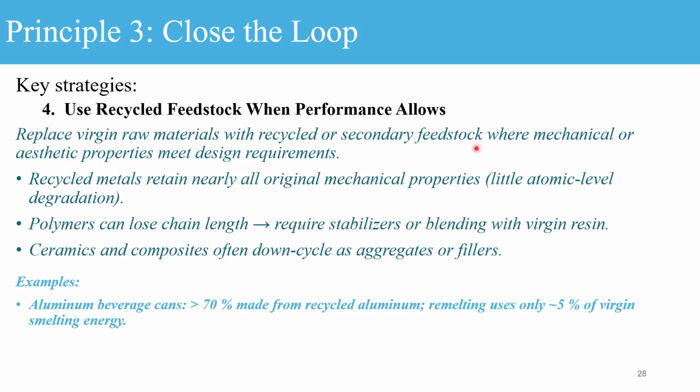Some examples of using recycled feedstock: aluminum beverage cans. More than 70% is made from recycled aluminum, and remelting only uses around 5% of the virgin smelting energy. So we are recycling and also reducing energy consumption with this strategy. Recycled steel scrap in electric arc furnace steelmaking reduces carbon dioxide emissions by around 60%. So these are the key strategies.